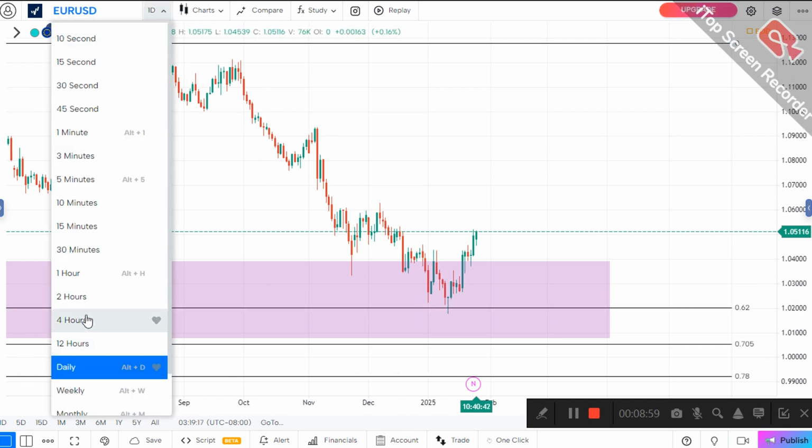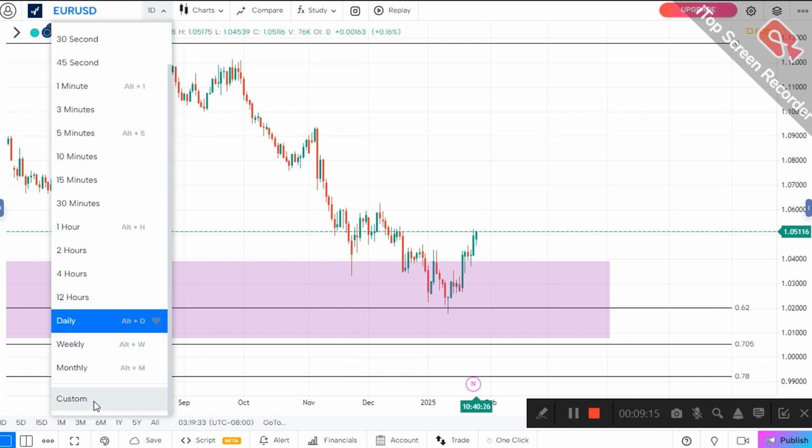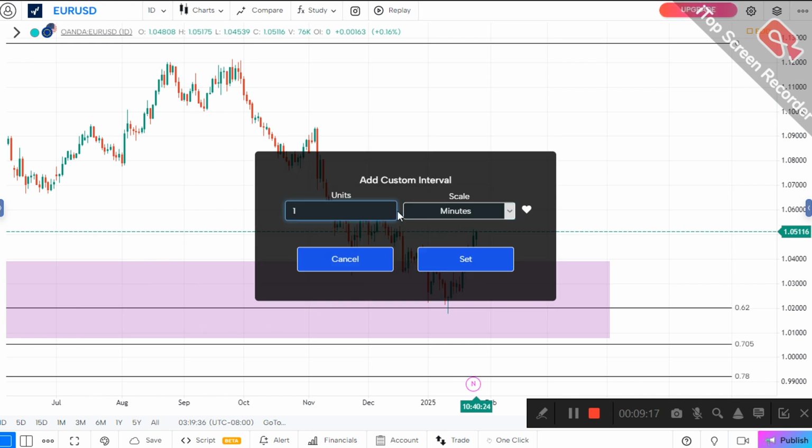Again, I will go to the 4 hour, not the 12 hour, only 4 hour, 1 hour. These are the most important time frames, 30 minutes, 15 minutes, and then 5. More accurate will be 2, which is not showing there. I will do the custom time frame, select the minute and select the time frame you want. Place the 2 and apply on the chart, so it will show like the second minute chart.